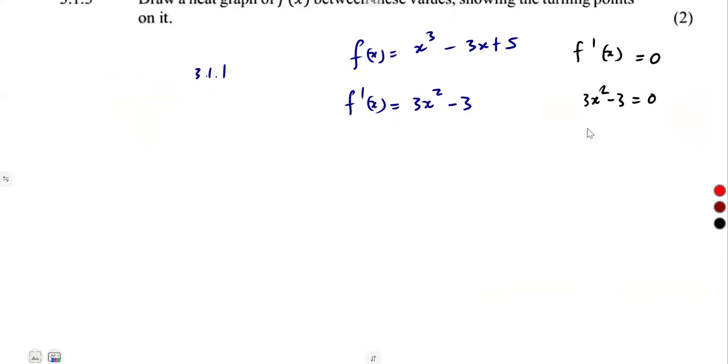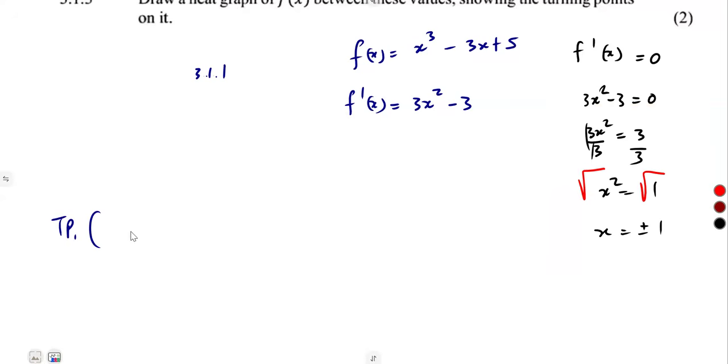Then solve for x. Taking the 3 to the other side, that is going to be positive 3. Then divide by 3. x squared is equal to 1. So find x, guys. Simply find the square root of 1, which is plus or minus 1. So we have got the x values representing our turning points. Where x is positive 1, what is the value of y? And the second turning point where x is negative 1, what is the value of y?